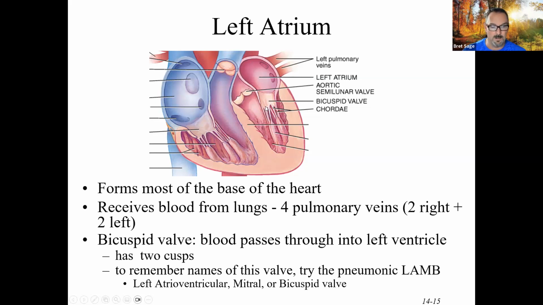The bicuspid valve shown here has 2 cusps, hence the term bicuspid. To remember the names of this valve, they have several different names, and this may come up on the test. It may be that all of these answers are correct, so be careful of that. It can be left atrioventricular, mitral, or bicuspid, giving you the mnemonic LAM.